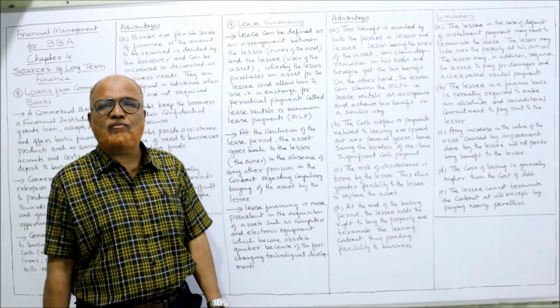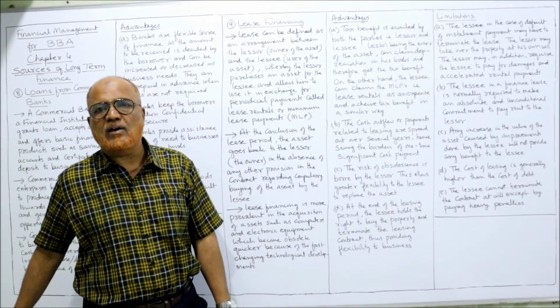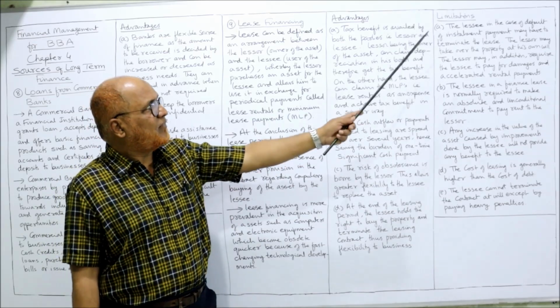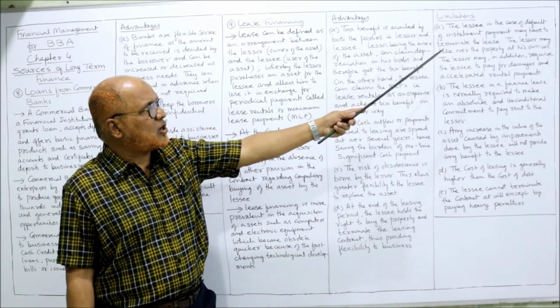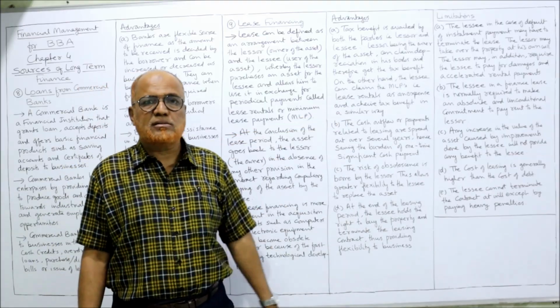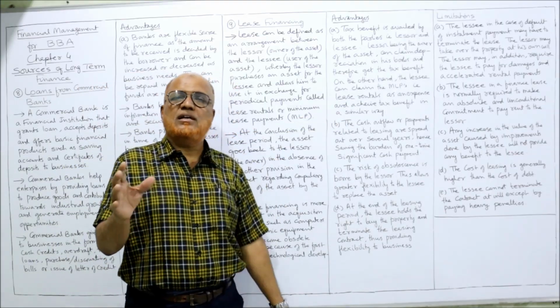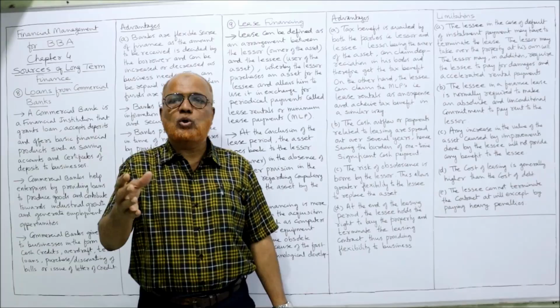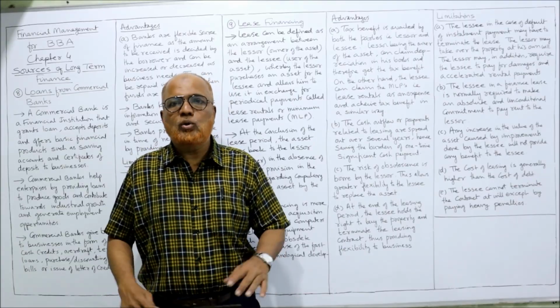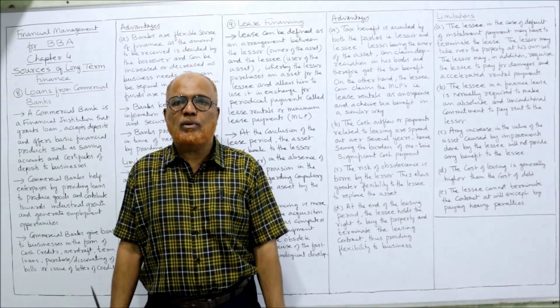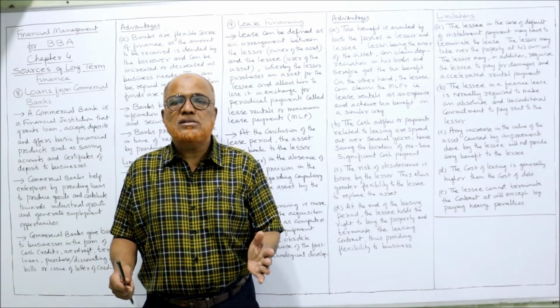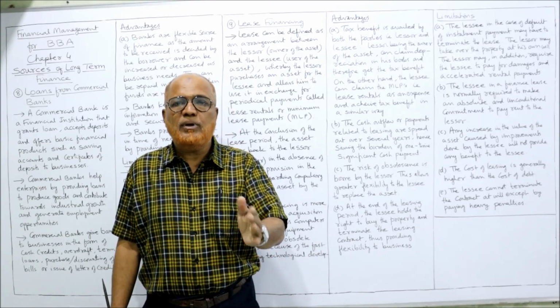Compared to other sources of financing, lease financing will have some limitations. The first one: the lessee, in the case of default in installment payment, may have to terminate the lease. Suppose the lessee is not in a position to pay the lease rental due to financial problems, due to cash flow problems, in that case the lease agreement will compulsorily get terminated.